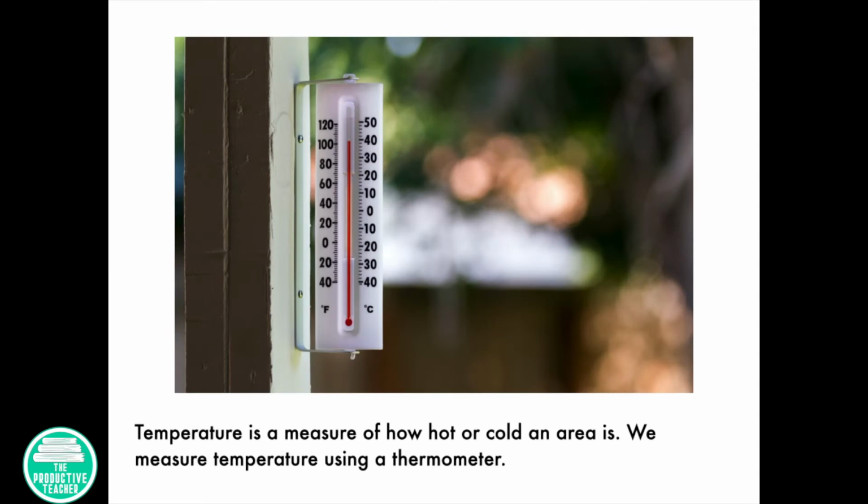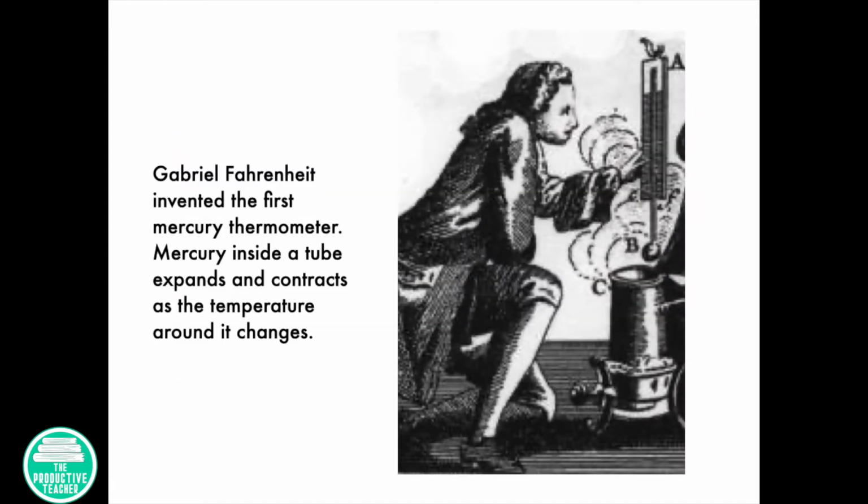Temperature is a measure of how hot or cold an area is. We measure temperature using a thermometer. Gabriel Fahrenheit invented the first mercury thermometer. Mercury inside a tube expands and contracts as the temperature around it changes.